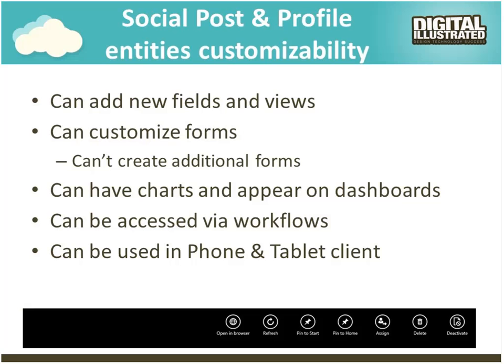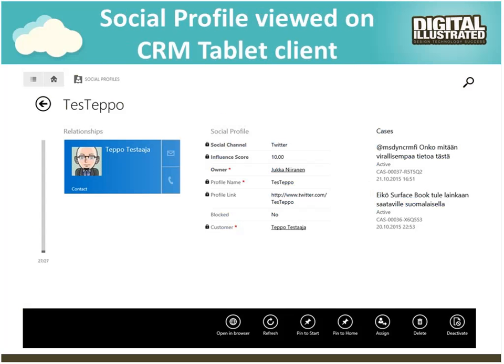So if we, for example, look at how a social profile appears on a CRM tablet client, it's actually a pretty nice UI out of the box already. We can see the social profile details, of course, but also the related customer contact information. We have the card showing the image and contact details. And then we can also see the related cases for this social profile and the actions on the toolbar at the bottom. So it's quite a fully featured experience already with the current mobile clients.